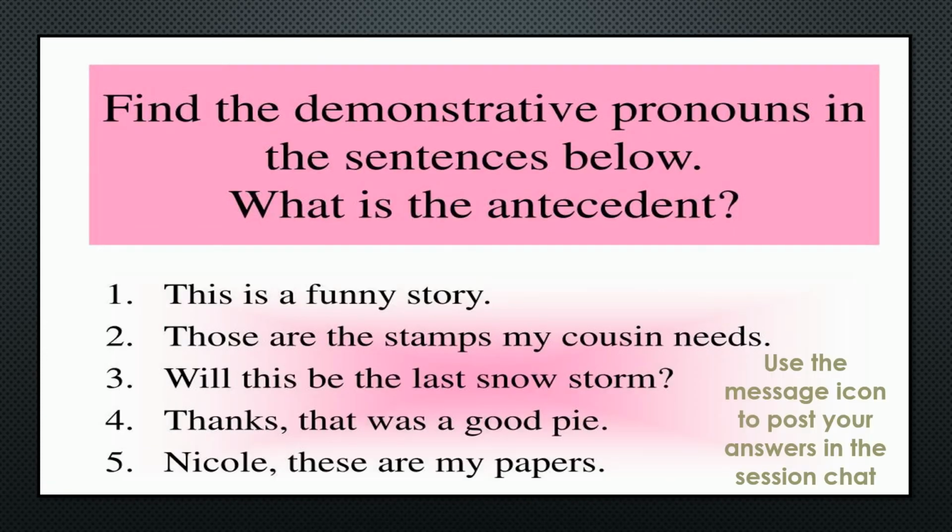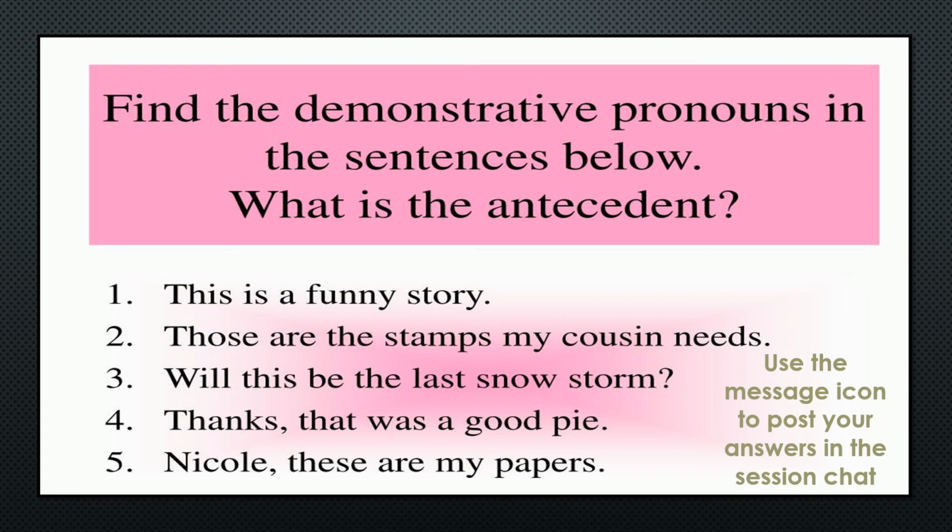Now let's try to do this quick exercise. Find the demonstrative pronouns in the sentences below. What is the antecedent? So you have to write your answer at the corner there for me to have a look at it, and we'll see those who get it right. So number one, let's answer number one, all of us together. Number one is, this is a funny story. And here we are looking for the demonstrative. It's easy for you to look for the demonstrative. And then what is the antecedent?